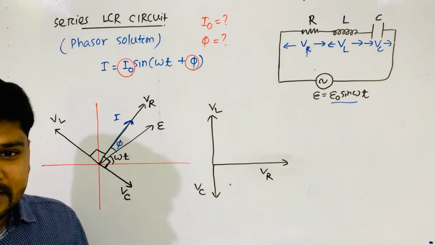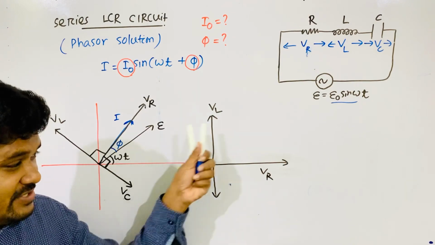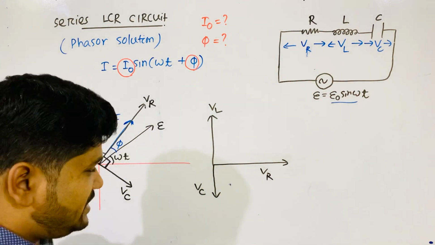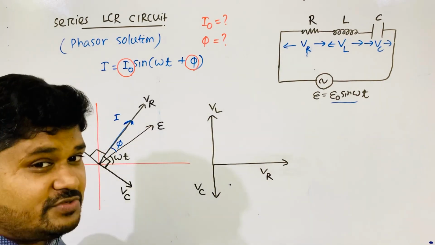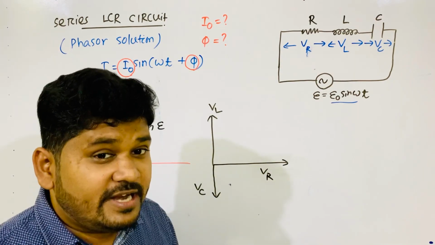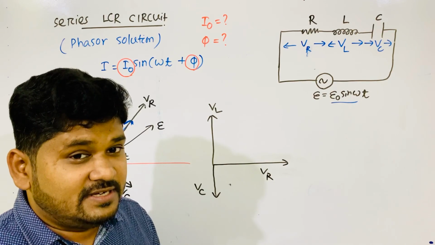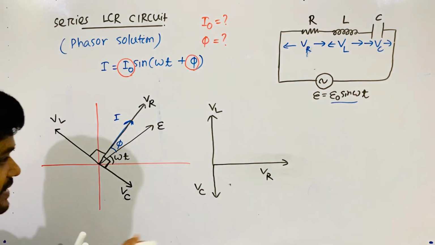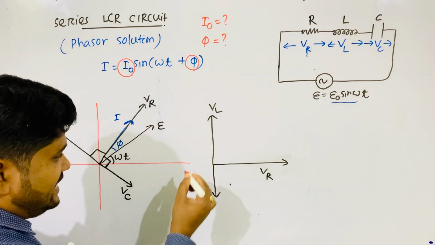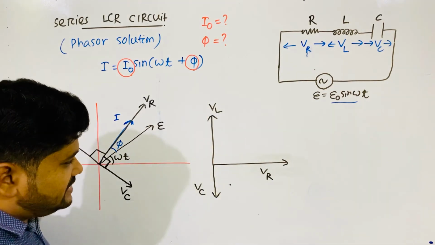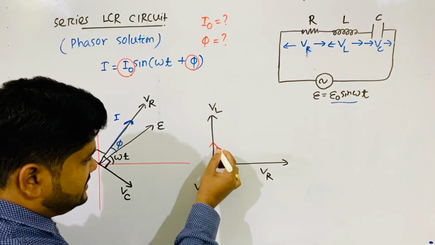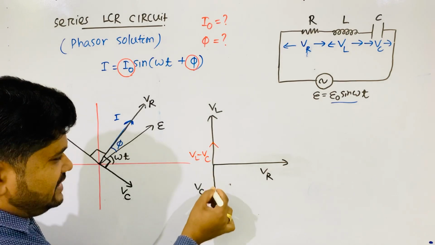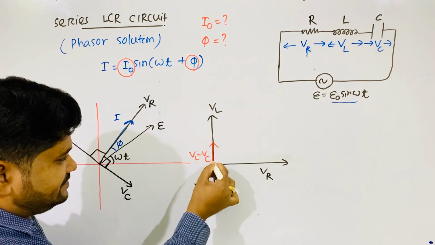First you add VL and VC. You have to add three vectors, but which two are easy to add fast? We'll add VL and VC first, because they are opposite to each other. If opposite, they get subtracted, and the net will be VL minus VC.